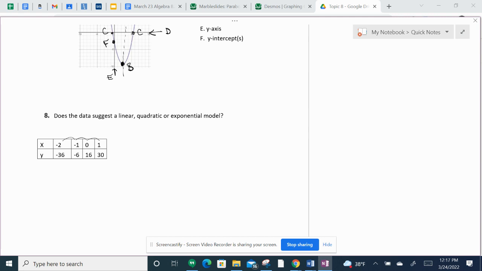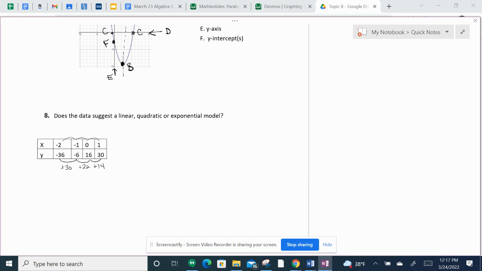And so the first thing I'm going to do is look for a common difference. So from negative 36 to negative 6, I added 30. And from negative 6 to 16, I added 22. And from 16 to 30, I added 14. That is not consistent with a common difference. So that is not a linear equation.